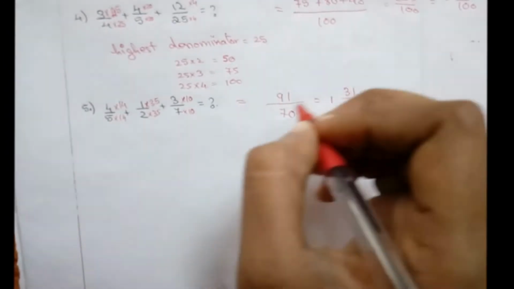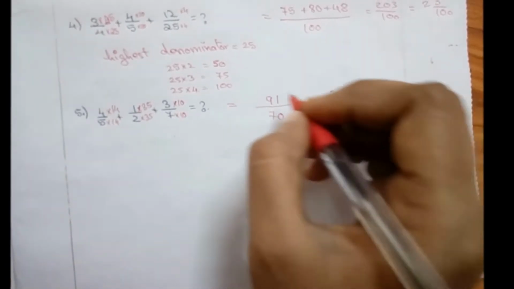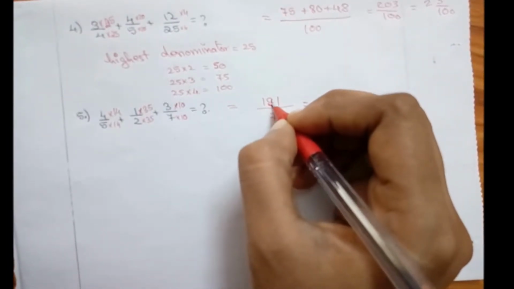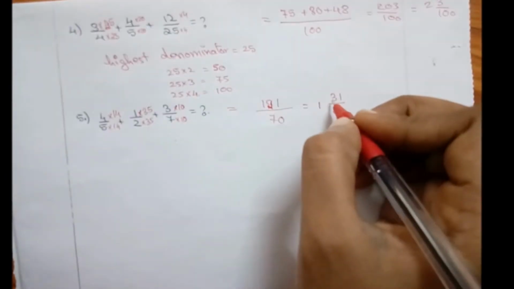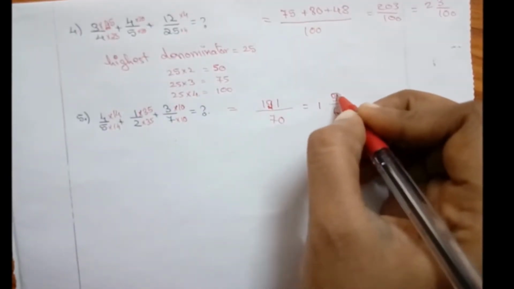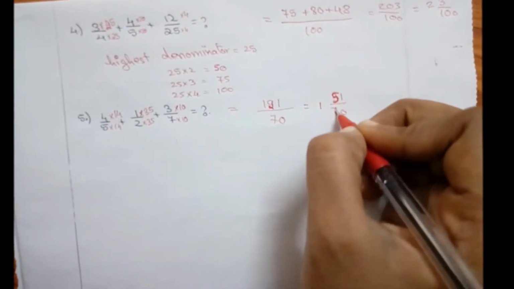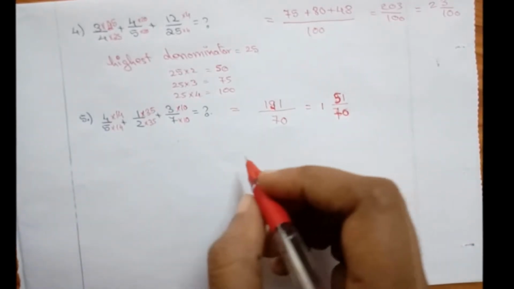60. Sorry, not 60. Sorry, I have written the next sum. Here I will get 121 by 70, and my answer will be 1 51 by 70. I'm sorry, I have made a mistake.